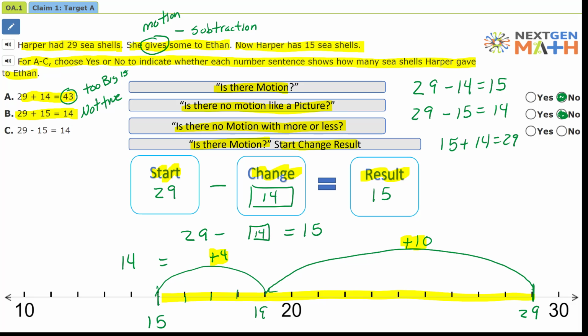So now let's look at C. 29 minus 15 equals 14. Well, that's basically what we did. We were able to do 29 minus 15 equals 14. That was one of the variations of the problem. So C is correct. So C is a yes.